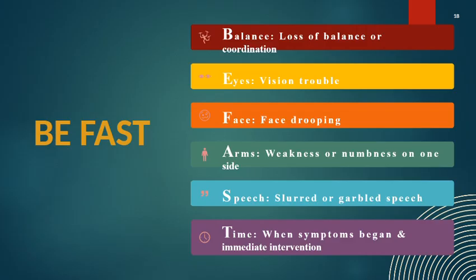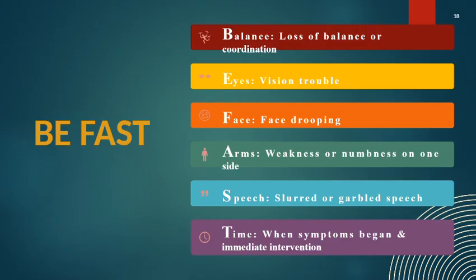The F stands for face drooping. Ask the patient to smile and look for asymmetry. One side may droop or look weaker, which indicates facial nerve involvement. A facial droop is one of the most recognizable stroke symptoms. The A stands for arm weakness. Ask the patient to raise both arms. If one arm drifts downward or cannot be lifted, this suggests motor weakness on one side of the body. Arm weakness is usually linked to damage in the motor cortex or the corticospinal tract.